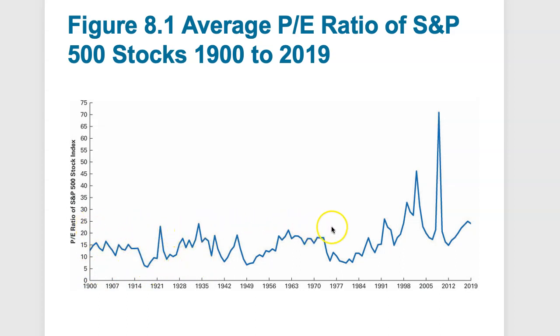So you see, up until say 1991, which is about 90 years, we see a pretty stable range of the PE multiple between 5 and 20. Now, after 91, we see a peak here. This is probably the dot-com bubble. And then we see a peak here, which would be the bubble before the Great Recession.